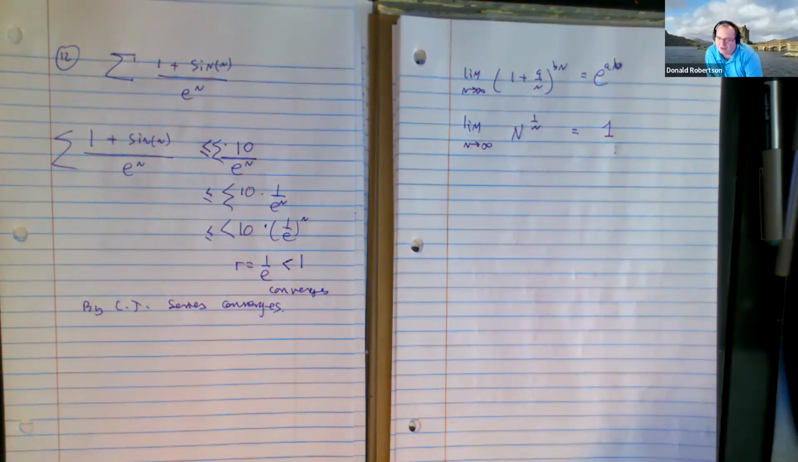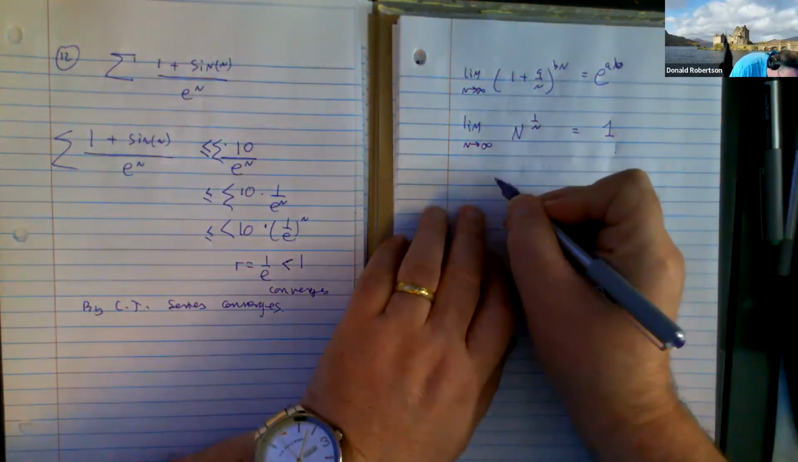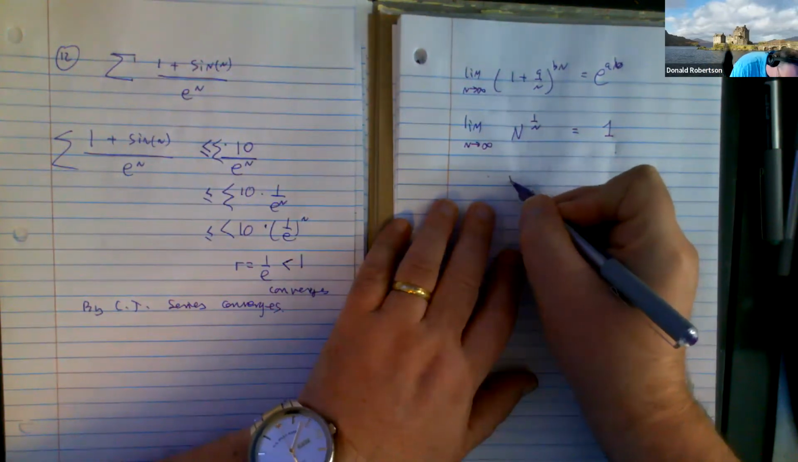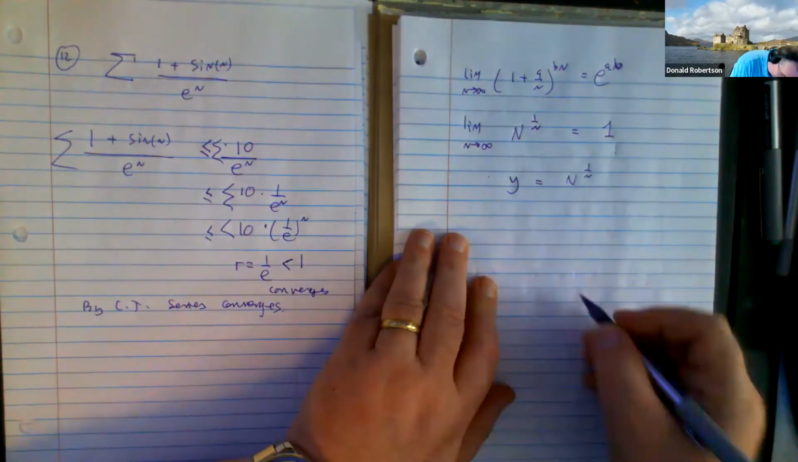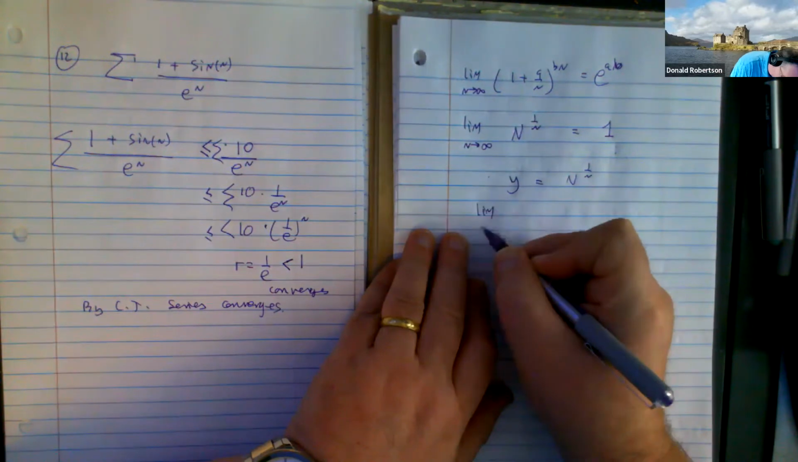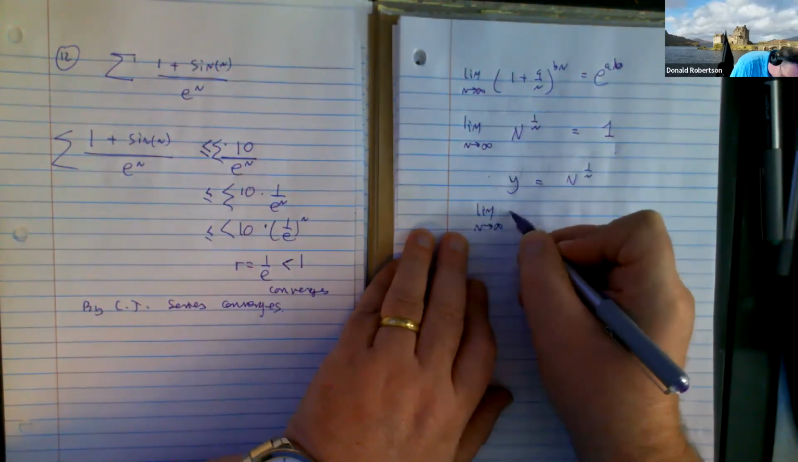Unfortunately, infinity to the power of 0 has a problem. I know anything to the power of 0 is 1, but not infinity. It might not be 1. It happens to be 1, but it might not be. So I'm going to call this guy, I don't know, y. And now I'm going to find the limit as n tends to infinity of y.